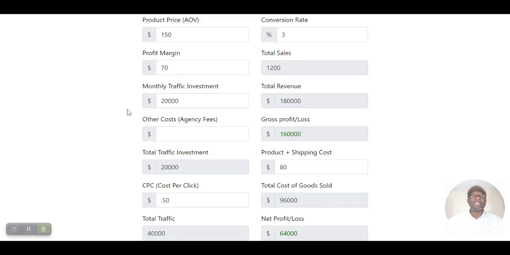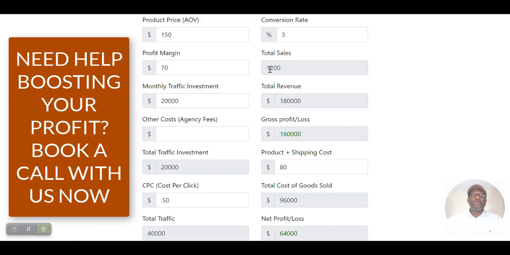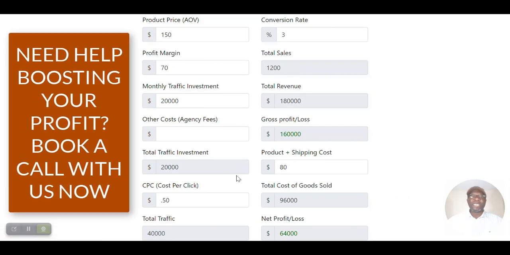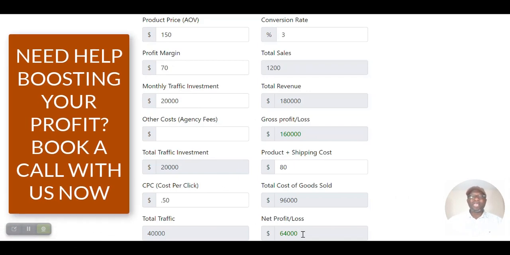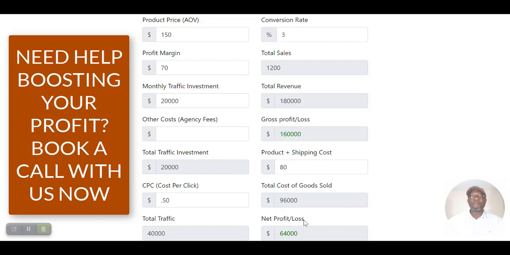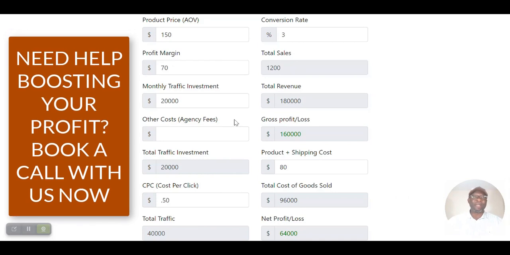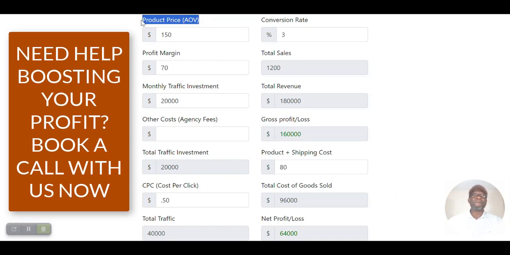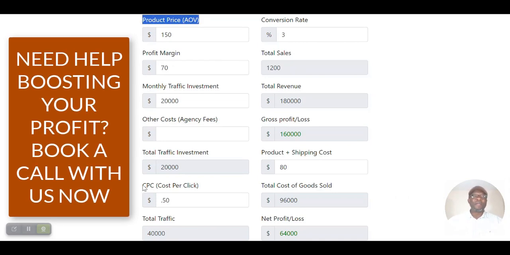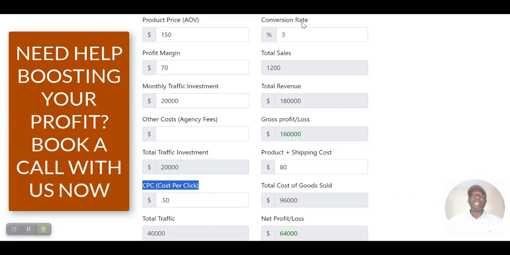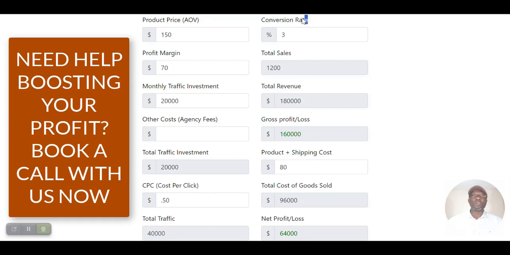Okay, now we have helped ABC Limited to bring their business into profit, and this is what we do for our clients every time. We help them to boost their average order value. We help them to reduce their cost per click, and we also help them to increase their conversion rate.